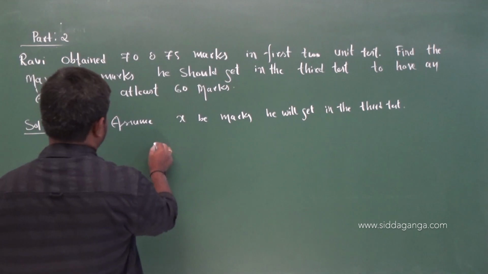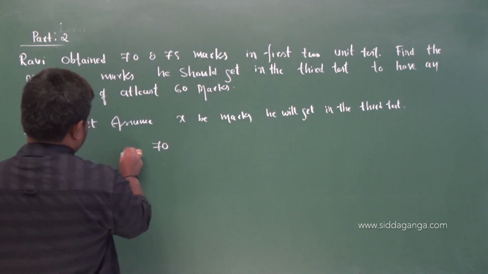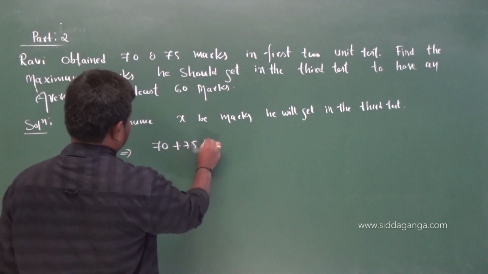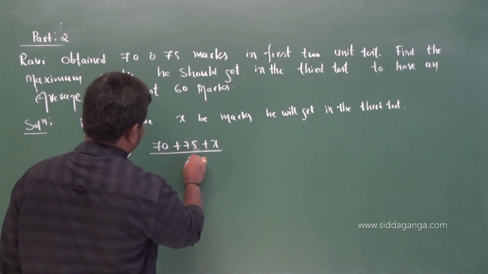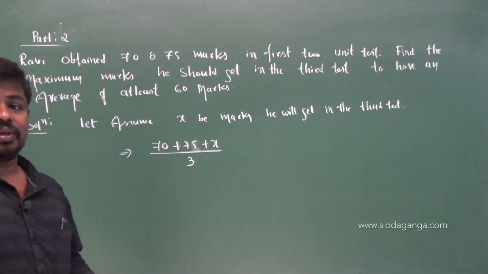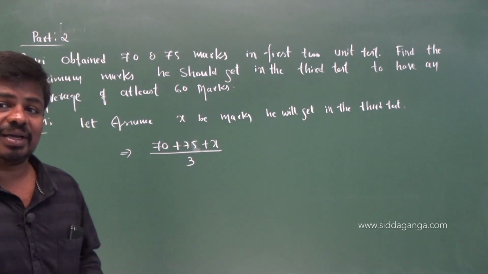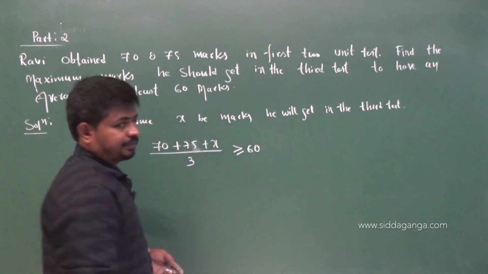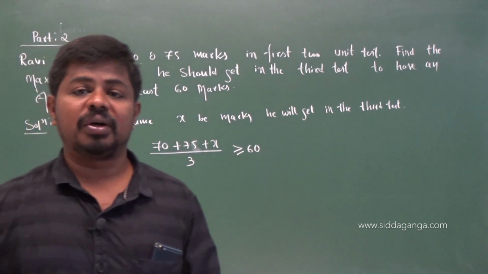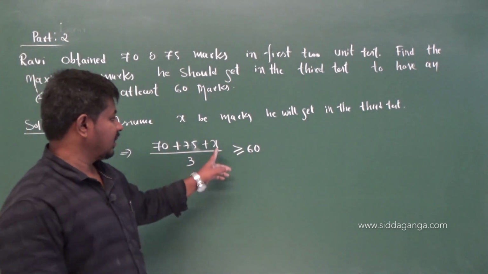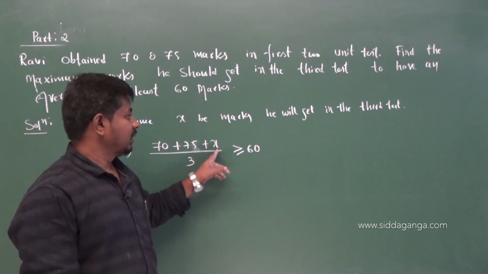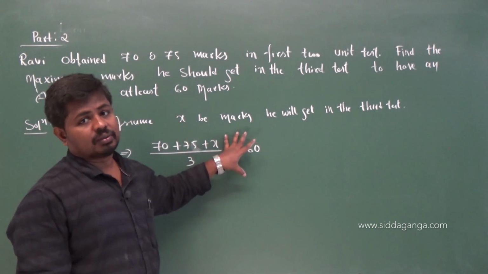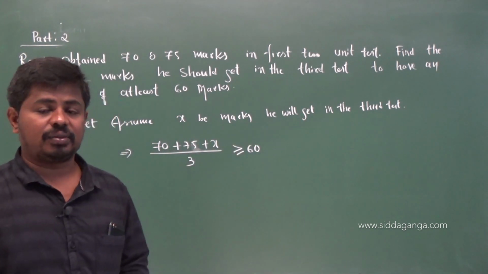So first, that is 70, plus 75, and the third test marks is x, no? Divided by 3, this is the average. This average must be at least 60 or more than 60. So this must be greater than or equal to 60. You have to find the value of x such that the average of these 3 marks should be more than or equal to 60, at least in the sense more than or equal to 60.